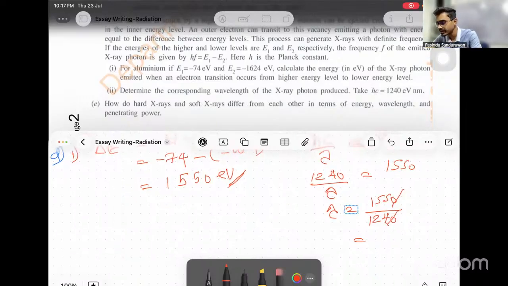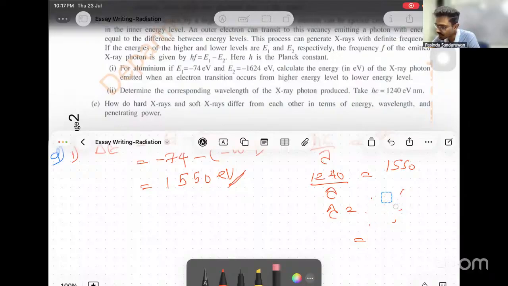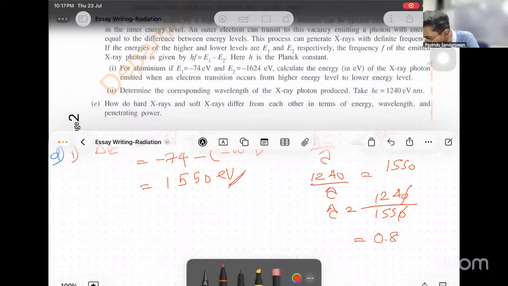Simplify this. Sorry, other way around: 124 over 155. Then lambda is 124 over 155, where the zero cancels. Yeah, that is simplifiable. That is 0.8, which means 0.8 nanometers, because we plug the value of hc in nanometers. So that is 0.8 nanometers.